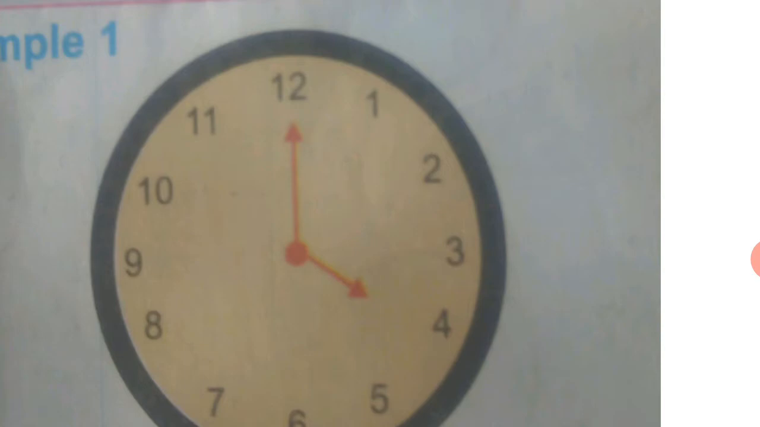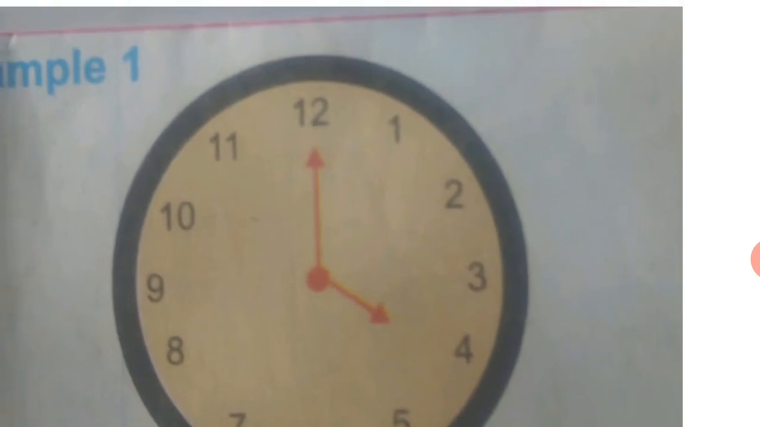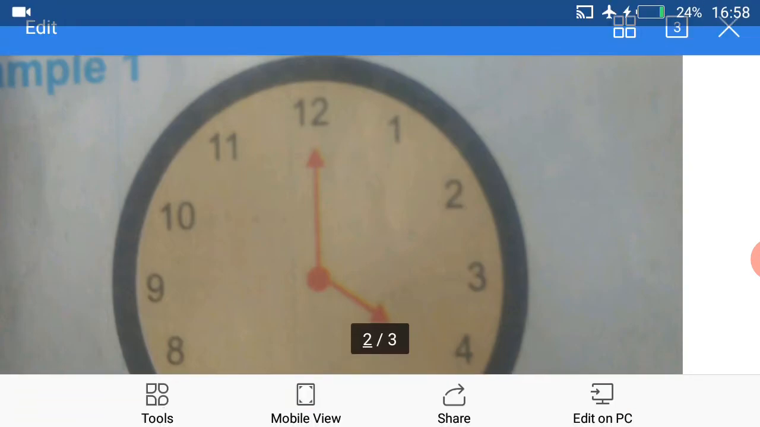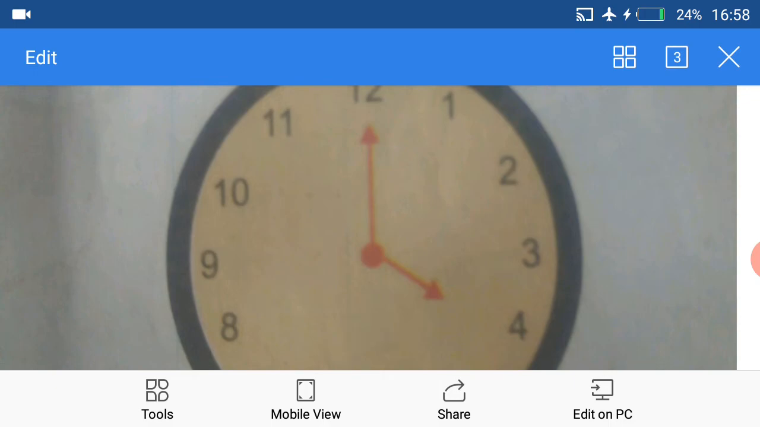Don't forget that the shorthand is the hour hand. Whenever you see the long hand on 12 and you see the shorthand on any figure, you are going to read the figure on which that shorthand is placed. Assuming the long hand is on 12 and the shorthand is on 2, you will say it's 2 o'clock, because the shorthand is the one reading the hour.